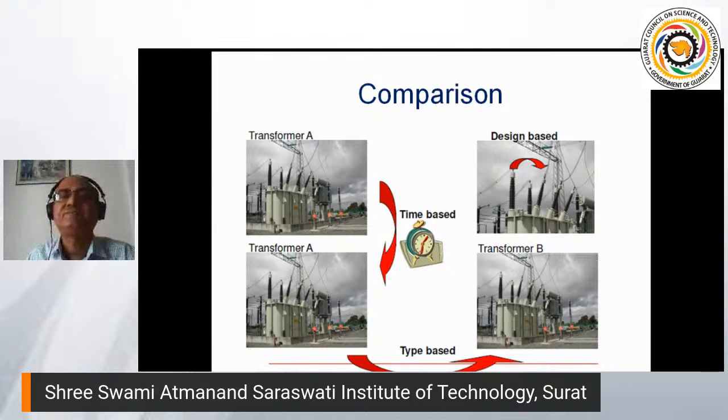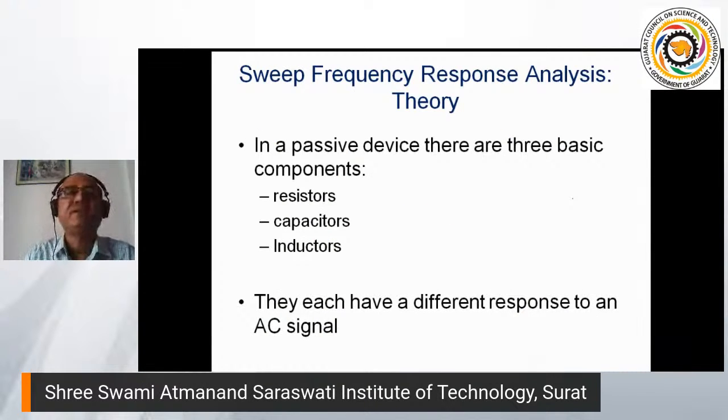Design based means transformer A will have A, B, C or R, Y, B phases. Each phase is almost identical, not exactly, because as far as the core positions are concerned, the center phase will be different from the two outer phases, right? If it is a three-limb construction. Even in the case of five-limb construction also, because we're going to have some parameters which we're going to learn afterwards. So they're going to have some comparison.